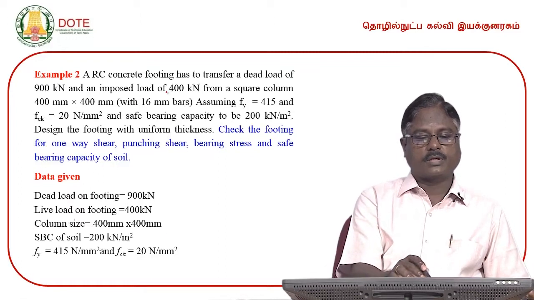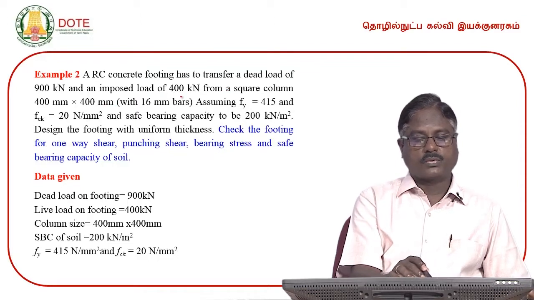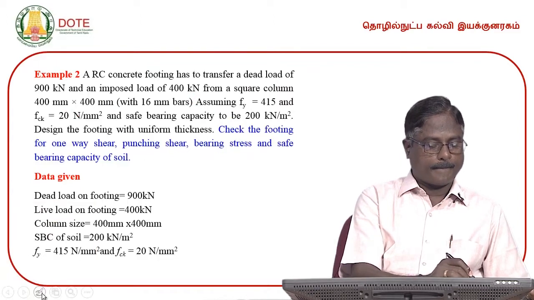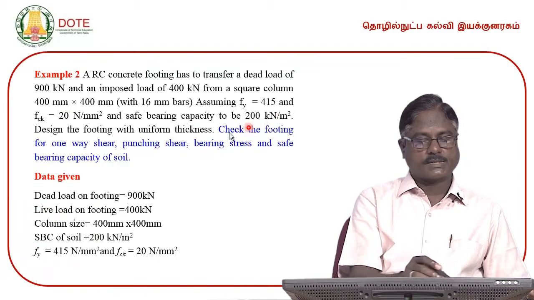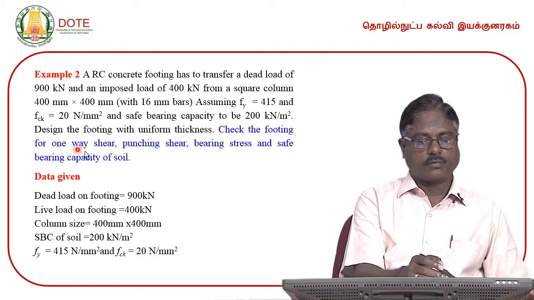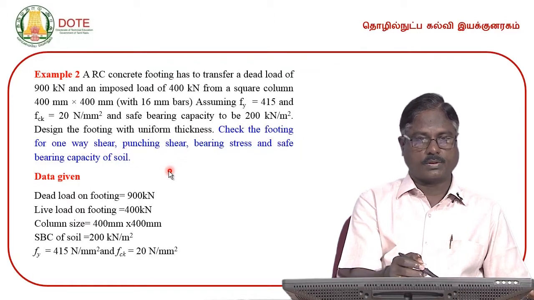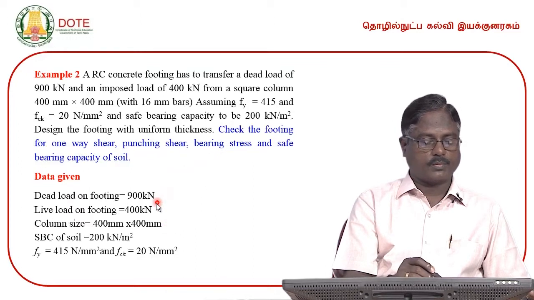An RC concrete footing has to transfer a dead load of 900 and imposed load of 400 from a square column, and the safe bearing capacity is given. Design the footing with uniform thickness, this is very important of course, and check the footing for one way shear, punching shear, bearing stress and safe bearing capacity of soil. This forms the second type of problem, which also carries 10 marks.